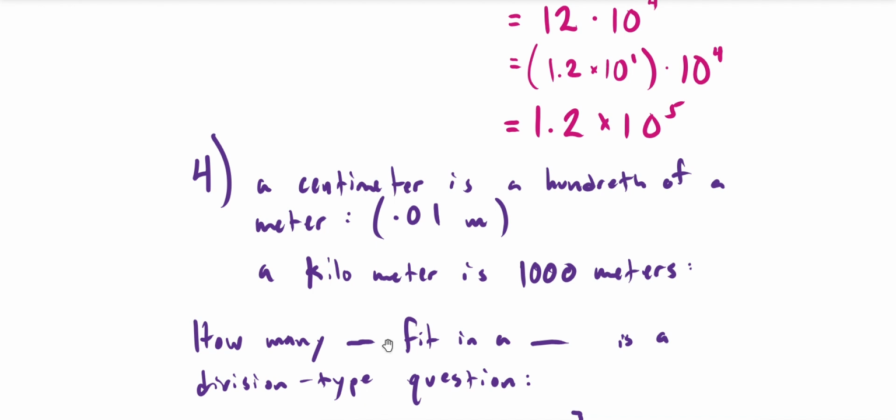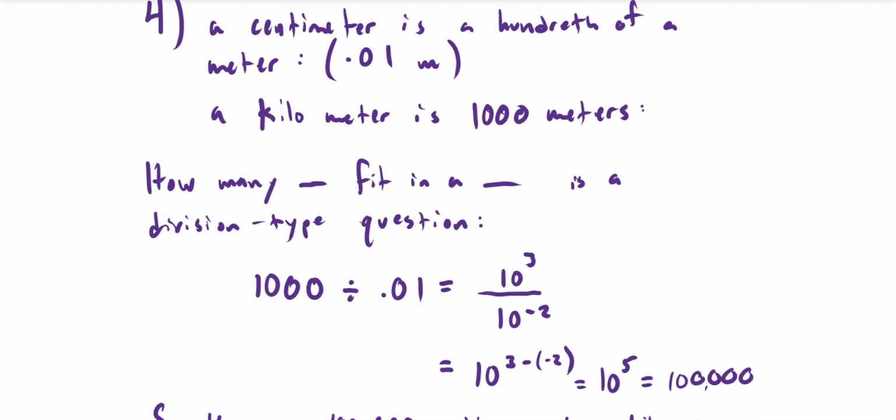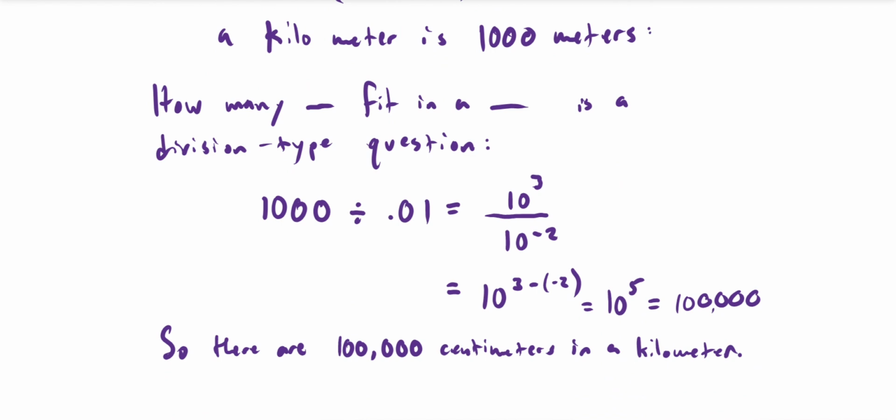A centimeter is 100th of a meter, and a kilometer is 1,000 meters. So when we ask how many blanks fit in a blank, that's a division type question. You divide the large number by the smaller number to see how many fit inside. So what we're going to really want to do is take 1,000 divided by 0.01. Yes, you could type this into your calculator, 100%, no problem. But I want you to see how scientific notation might be used in this case, and in particular, your exponent rules. So what is this? It's 10 to the third. What is this? It's 10 to the minus 2. And what happens when I divide them? Well, I take the difference of these two, but minus 2 is plus 2. 3 plus 2 is 5. 10 to the 5 is 100,000. So there are 100,000 centimeters in a kilometer.